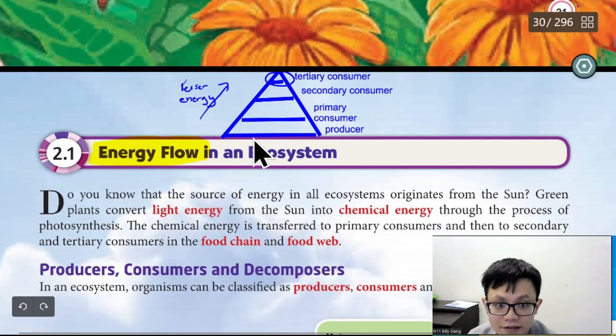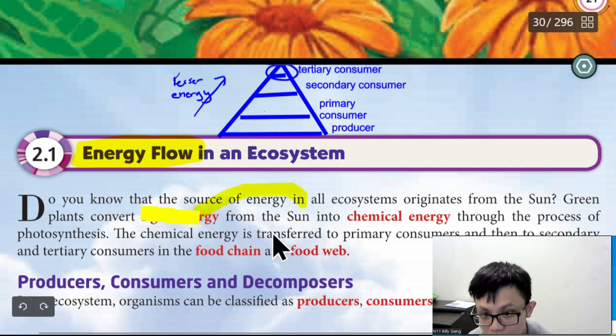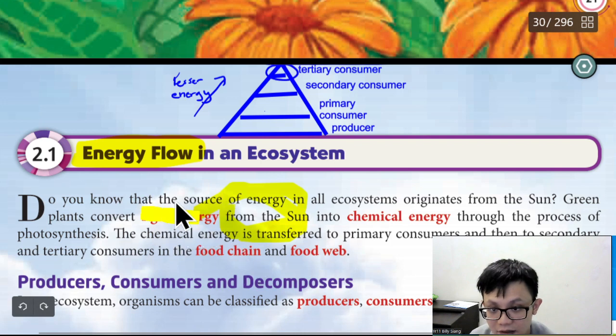So we want to study the energy flow. Energy flow from light energy, I mean the main source. Why is my highlighter like that? Wait, let me fix my highlighter.